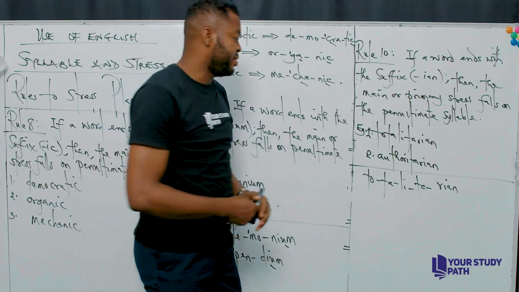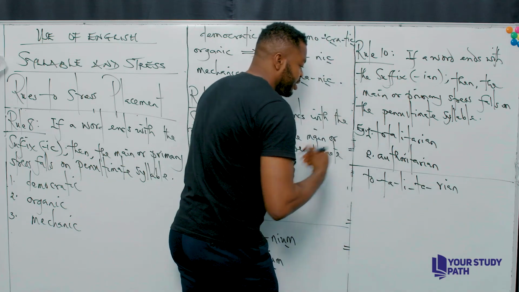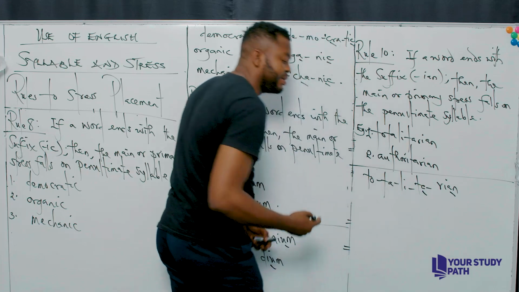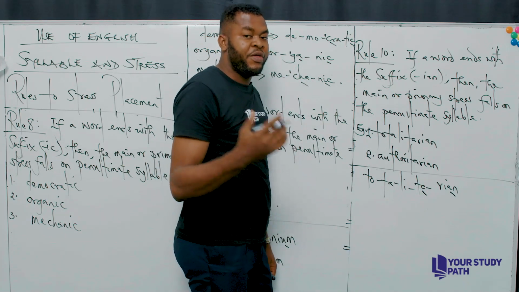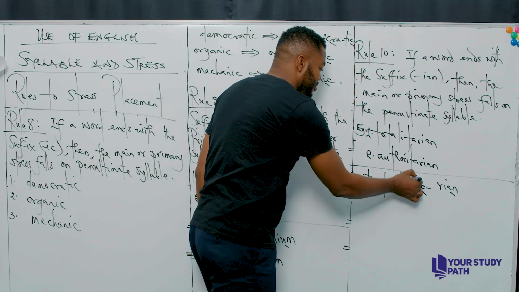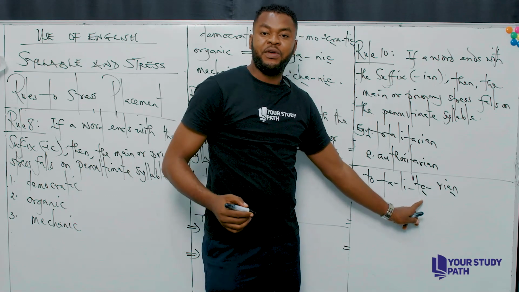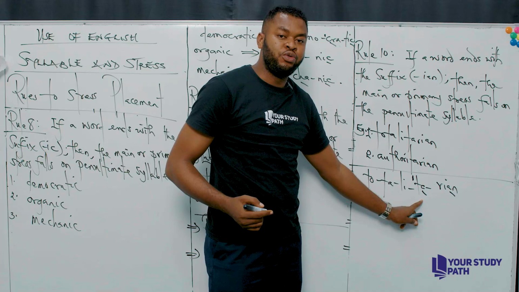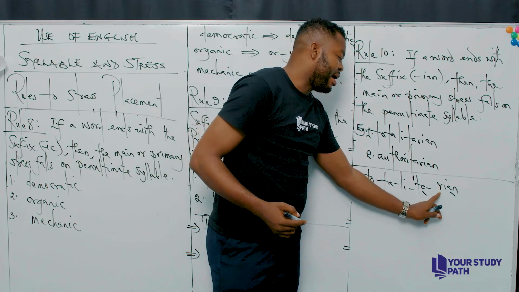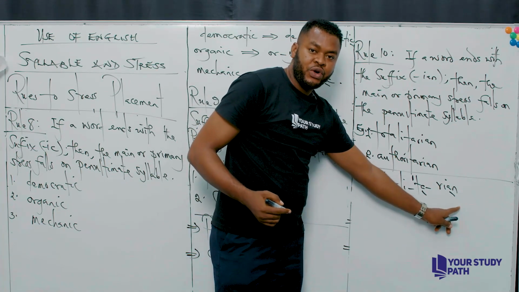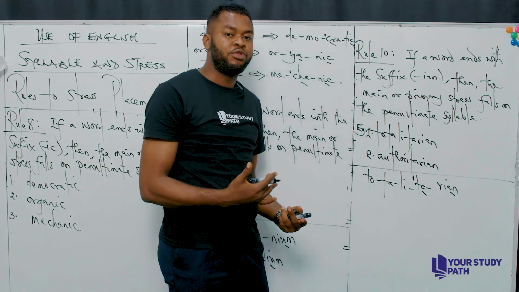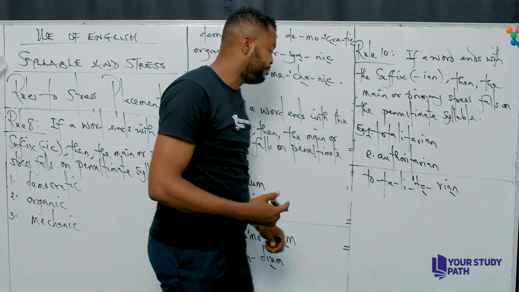Now let's take a look at this. In totalitarian, you have this as the last syllable and you have this as the second to the last syllable. Therefore, you place the superscript vertical mark before the stressed syllable. The TA is the stressed syllable according to the rule. Now, RIAN is the last syllable, which is the ultimate. Then TA is the penultimate, which is the second to the last syllable. So you place a stress on it.